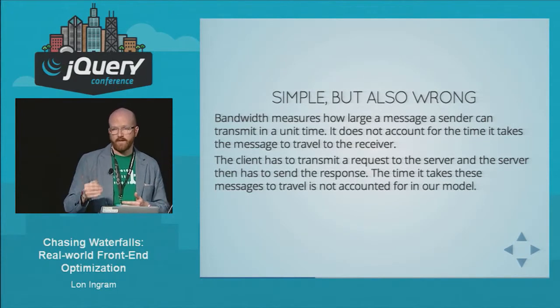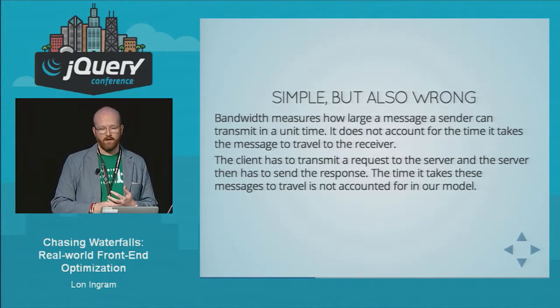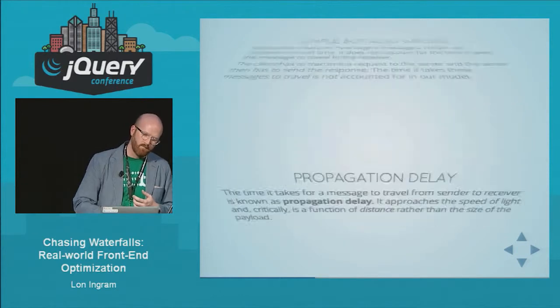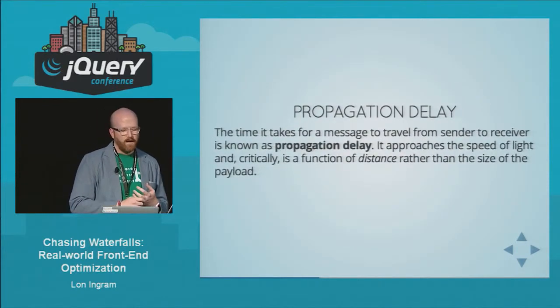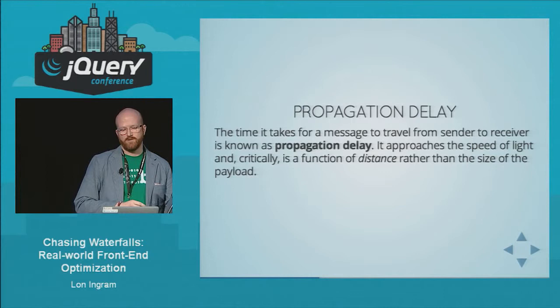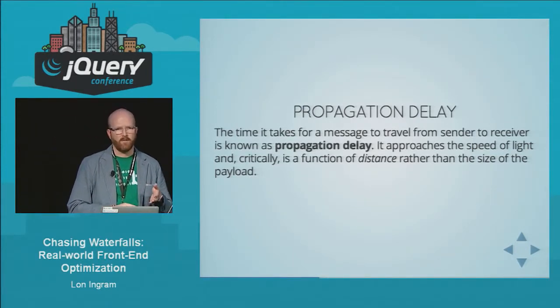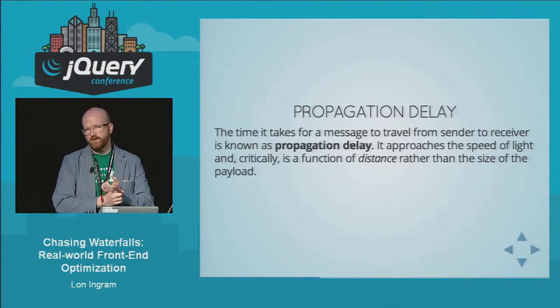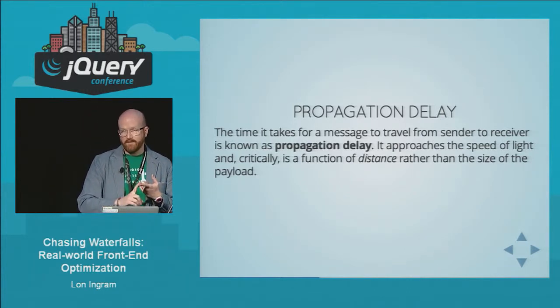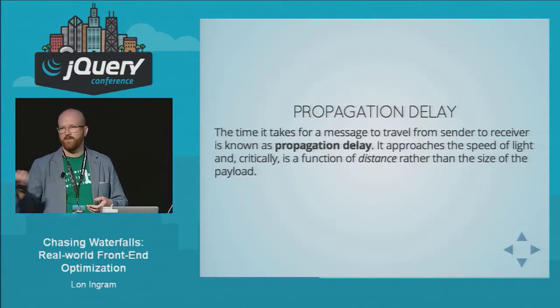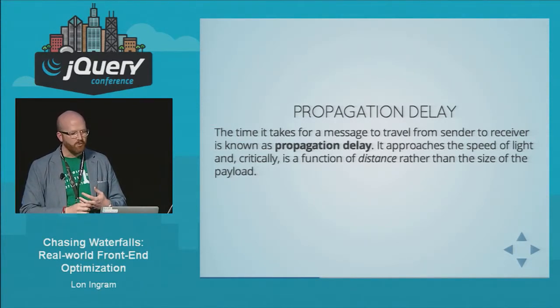And that turns out to be a really key value, particularly for smaller files. So our model doesn't account for this, and what that thing is called is propagation delay, or latency. And that is the time it takes a message to travel from the sender to the receiver. And there are a couple important things about propagation delay. First, it approaches the speed of light. And in fact, this makes a lot of sense, right? Because a large part of your packet's journey is going to be over some fiber optic backend where it's literally light going down some glass tube.